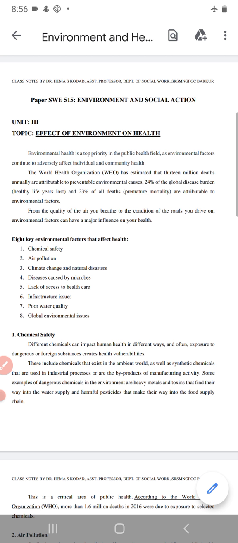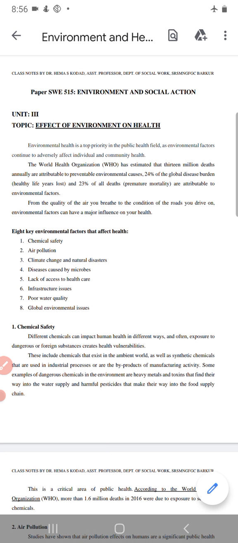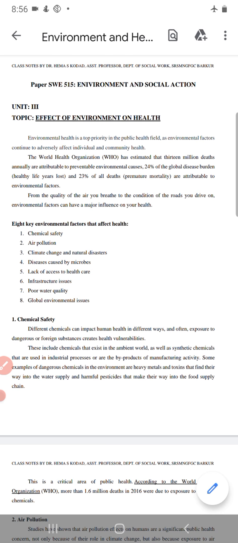the World Health Organization. As per the statistics by WHO, it is estimated that 13 million deaths annually are attributable to preventable environmental causes. Also, 24% of the global disease burden and 23% of all deaths, as premature mortality, are attributable to environmental factors. So, these figures are quite alarming. From the quality of the air you breathe to the condition of the roads you drive on, environmental factors can have a major influence on your health. Everything in the environment does impact your health.